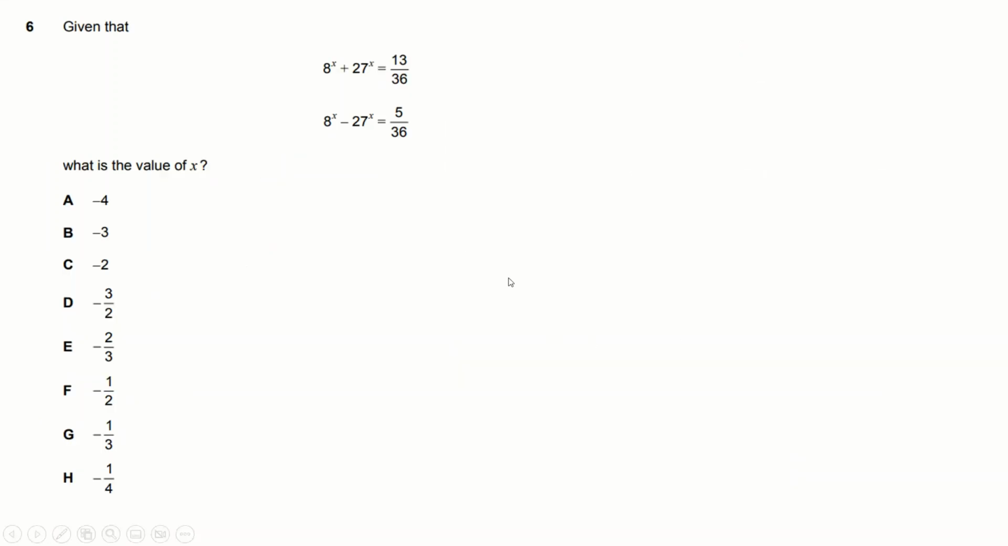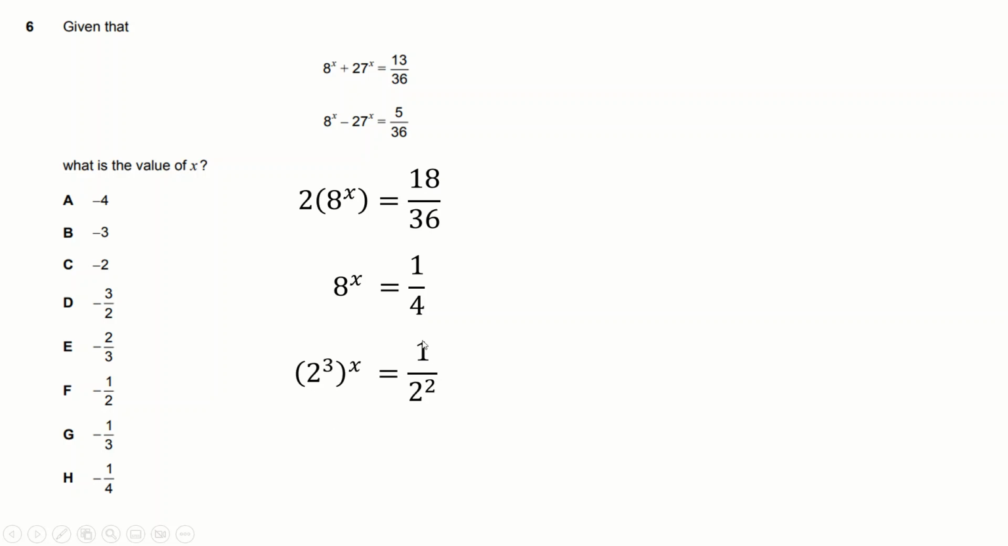Now here, just do this one plus this one to get 2 lots of 8 to the power x. These two things cancel. 13 plus 5 is 18. This is a half, divide by 2 to make a quarter. You can write 8 as 2 to the power 3, and you can write 4 as 2 to the power 2. These things multiply out.